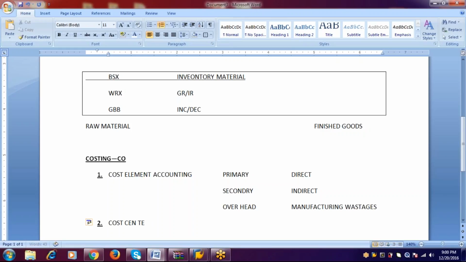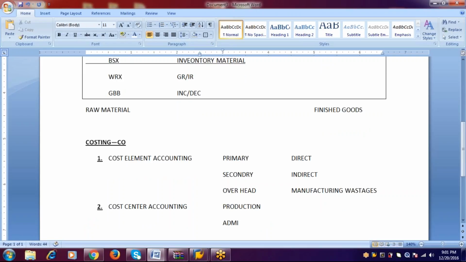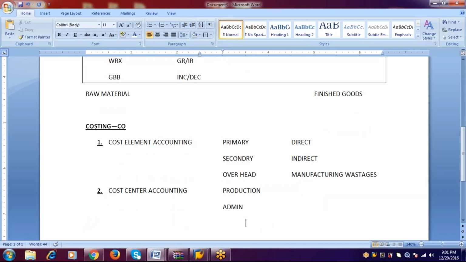Cost elements are the expenses we incur during costing, and cost centers are nothing but departments. So what departments does the client have? Just like production, which has some costs, and admin, which also has some expenses, that means some cost elements. Similarly sales also has some expenses.